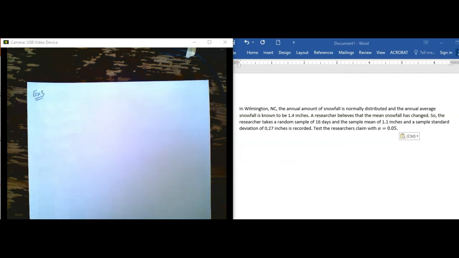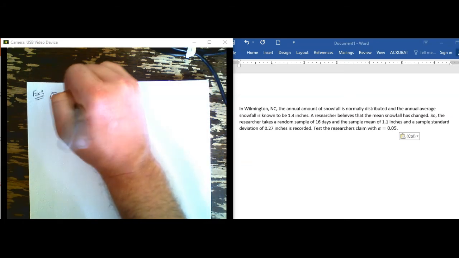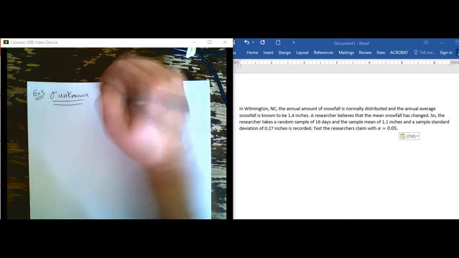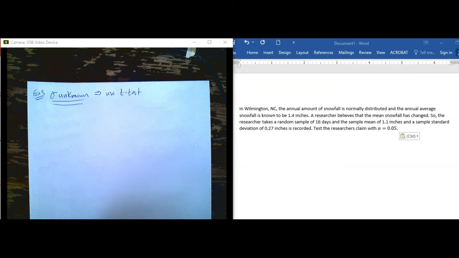All right, so we want to test the researcher's claim. That means we're doing a hypothesis test. So we have to think about which hypothesis test is appropriate. Are we going to do a z-test here or a t-test? Well, we do a z-test when sigma is known, when the population standard deviation is known. Do we know the population standard deviation? No, we don't. We don't have any information about sigma. So sigma is unknown here, and we use a t-test.